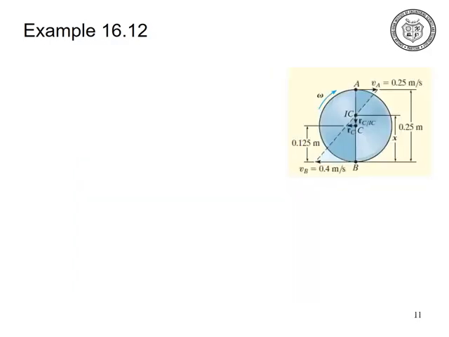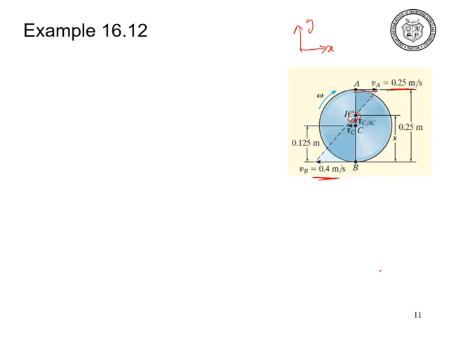So the velocity of the particle A will be 0.25 meter per second, which acts in the positive x direction, and the velocity of the particle B will be 0.4 meter per second, which acts in the negative x direction. As the two velocities act anti-parallel to each other, we can find the instantaneous center of zero velocity by the proportional triangle. By joining the heads of the two velocities with each other, the point at which it intersects with the vertical line will be your instantaneous center of zero velocity.